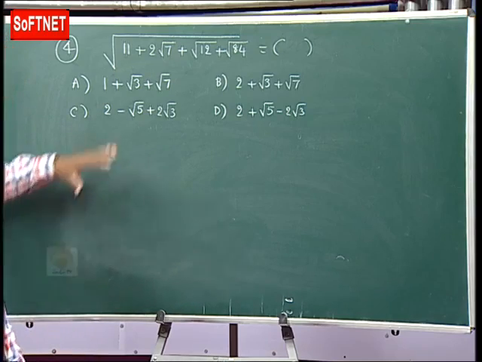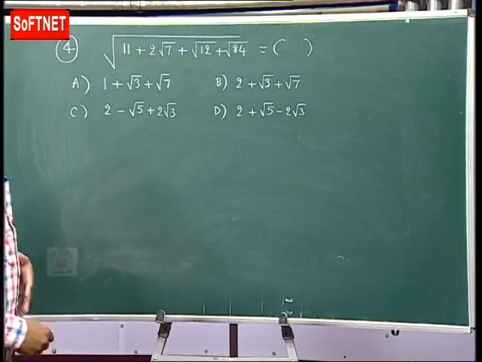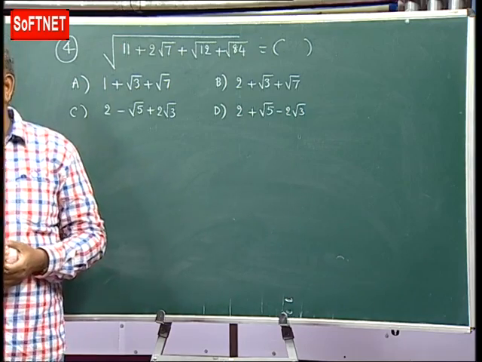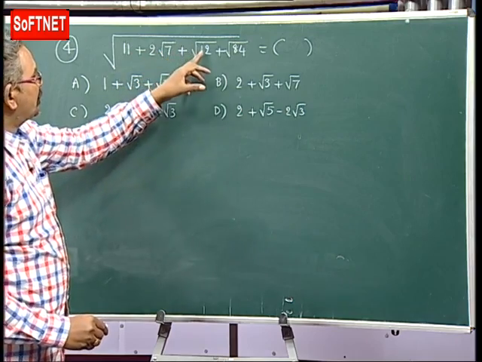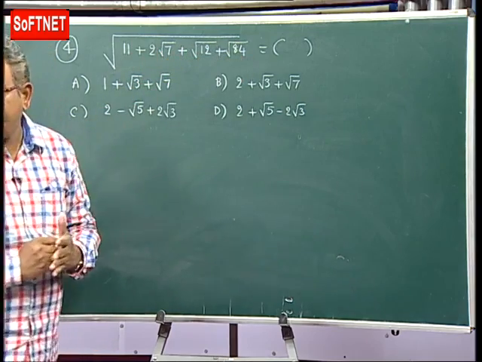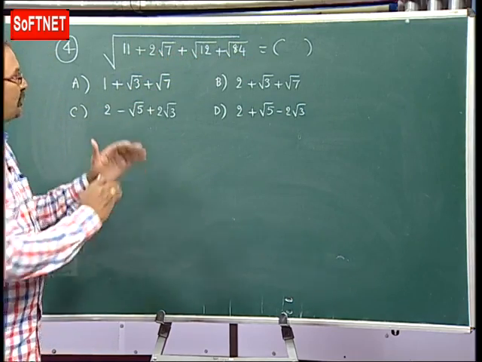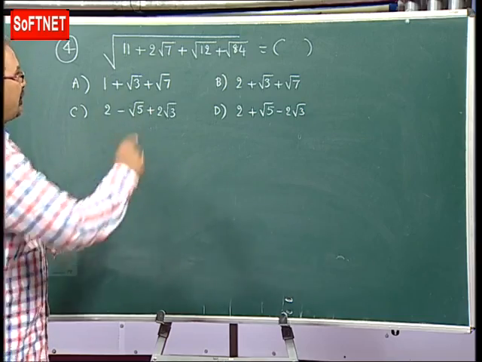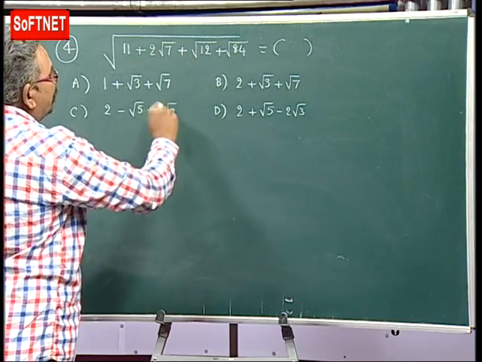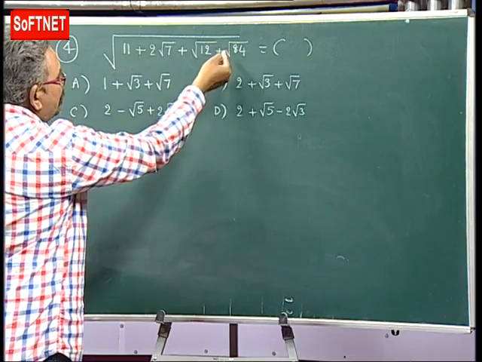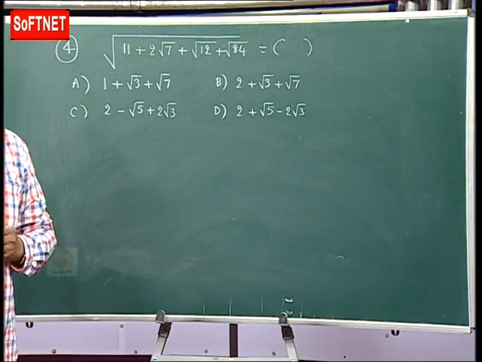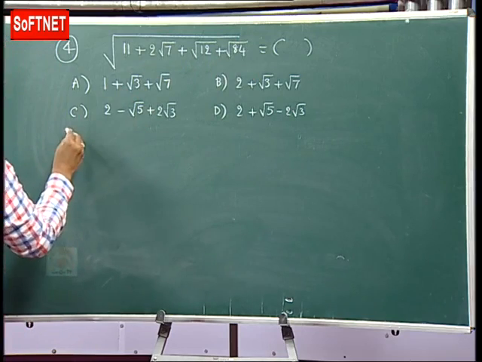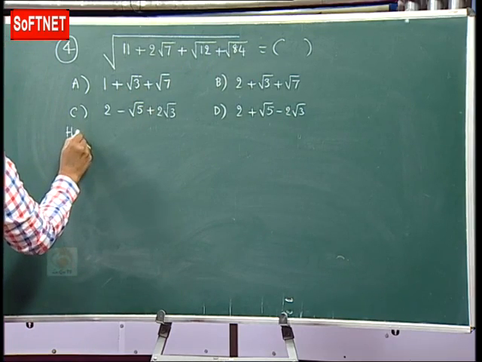Now, we have to check whether the given problem is in the form of a plus 2 root b plus 2 root c plus 2 root d. Otherwise, we have to change. This is 2 root form, but these two terms are not. So, these two terms are to be kept as 2 root of something, 2 root of something. So, let us write first of all.